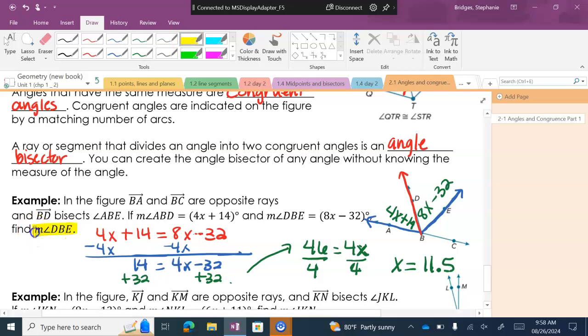But what did it ask me to find? DBE, and it told me DBE was 8 times x minus 32, right? So what do I do there then? Just substitute, plug it in. I'm going to go 8 times 11.5 minus 32, and I'm just going to do all that work in my calculator. 8 times 11.5 minus 32, and that's going to give me an angle of 60 degrees.